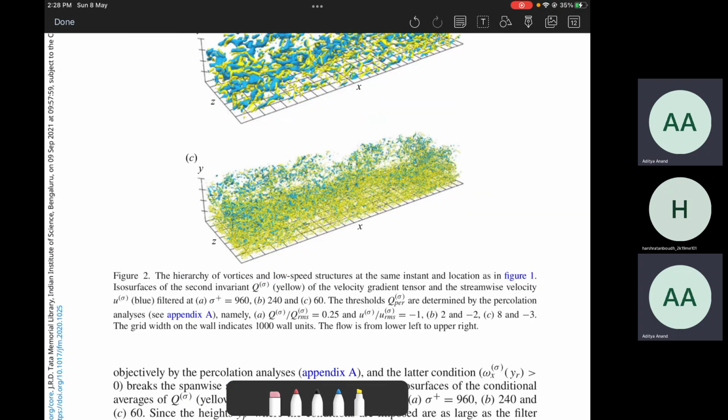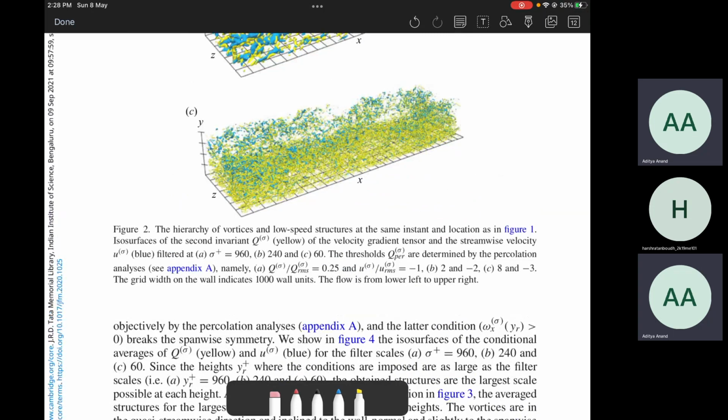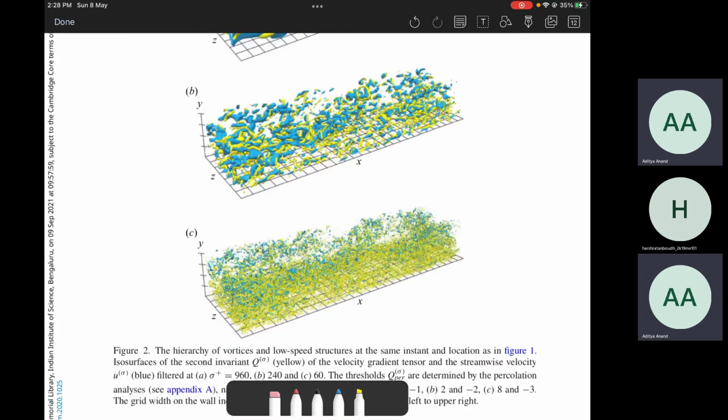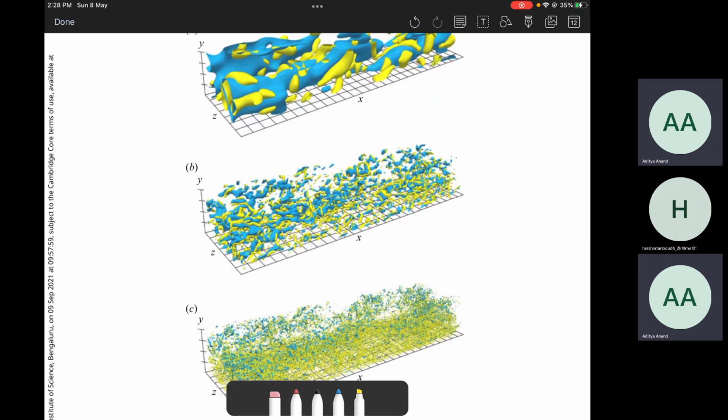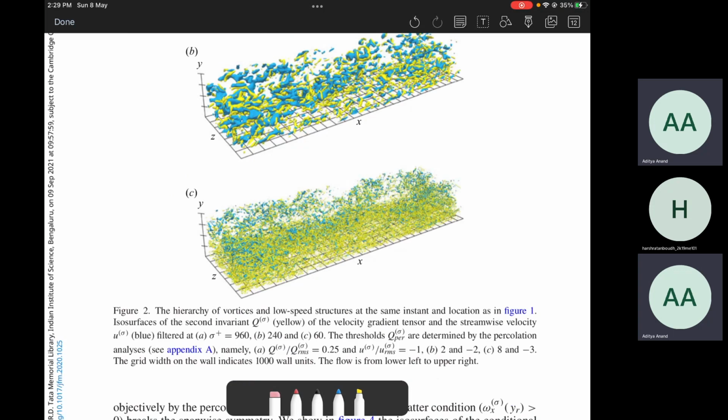If you look at figure 2 here, 2A is filtered at sigma of 960. These are the large scale structures that they have filtered out. Figure B is filtered at sigma of 240, so these are smaller than the first ones, and C is filtered at 60. Please note that these scales are normalized using volumes. 240 and 60 are scales that might be present in the log region in this case. So they've demonstrated that these filters are capable of extracting these structures at several scales.